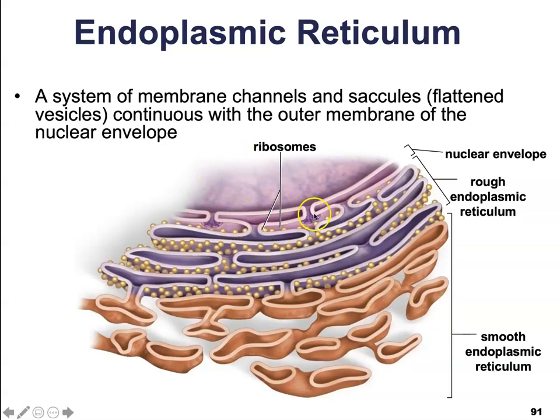Here's what it looks like up close. We still have our double membrane, that is our nuclear envelope, and here's a nuclear pore, but branching out from there, we have our endoplasmic reticulum. Now, endoplasmic reticulum can actually be broken down into two categories. The first one is rough ER. This one is named for its appearance. Rough ER is going to be studded with ribosomes.